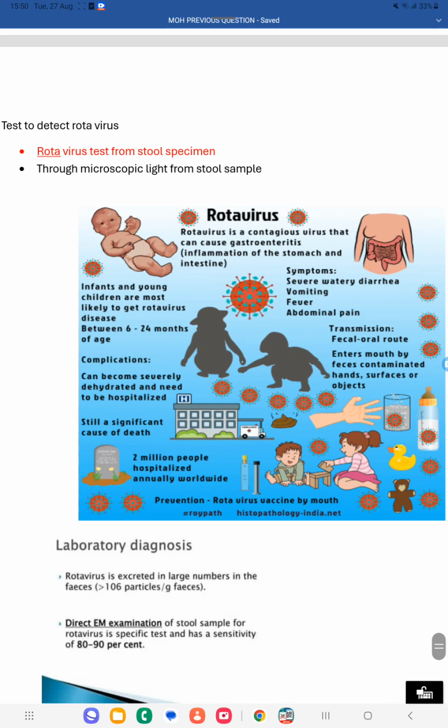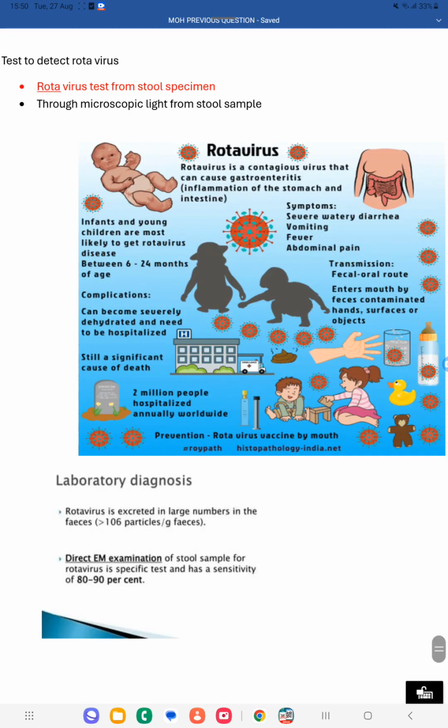So a rotavirus test on the stool specimen is done for detecting rotavirus, which usually affects infants and young children, usually from the nursery or preschool area. The main symptoms are severe watery diarrhea and vomiting. So these are the main things regarding rotavirus. Next questions we will discuss in the next video.